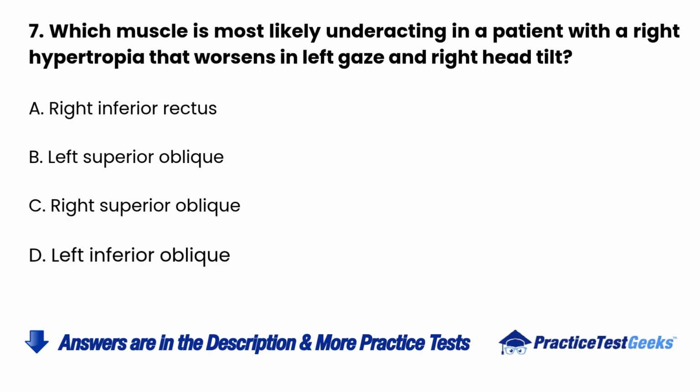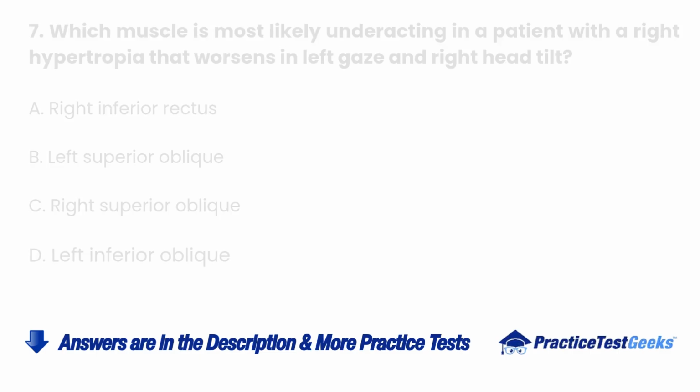7. Which muscle is most likely underacting in a patient with a right hypertropia that worsens in left gaze and right head tilt? A. Right inferior rectus. B. Left superior oblique. C. Right superior oblique. D. Left inferior oblique.